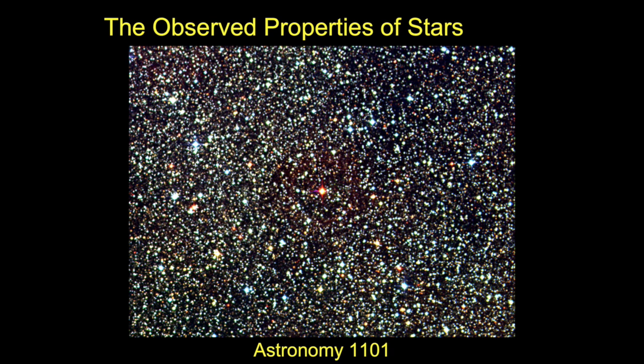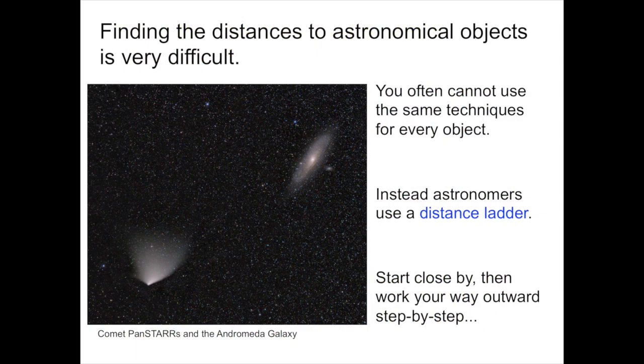In this lecture, we're going to turn to the basic properties of stars: stellar distances and brightnesses, colors, and luminosities. Finding distances in astronomy is one of the most difficult and most fundamental of measurements that we can make. The reason that makes it difficult is that you often cannot use the same techniques for every object. Instead, astronomers use a distance ladder.